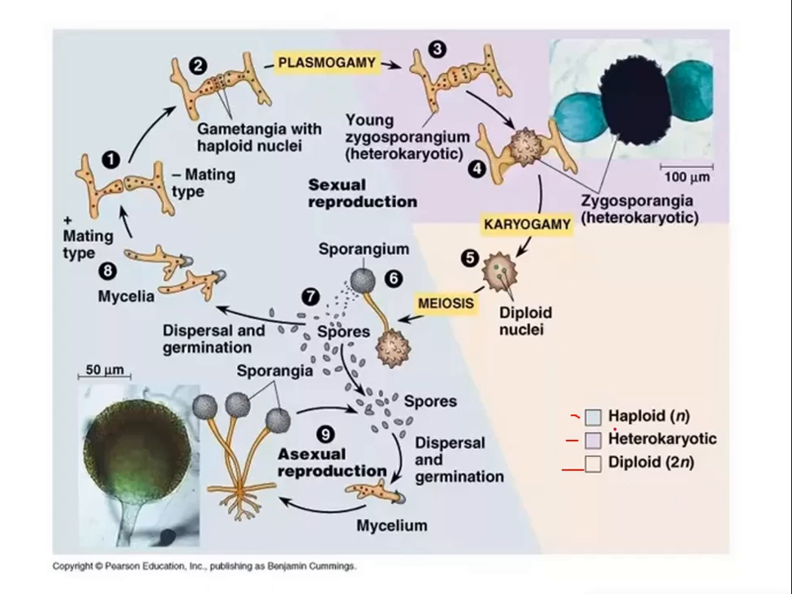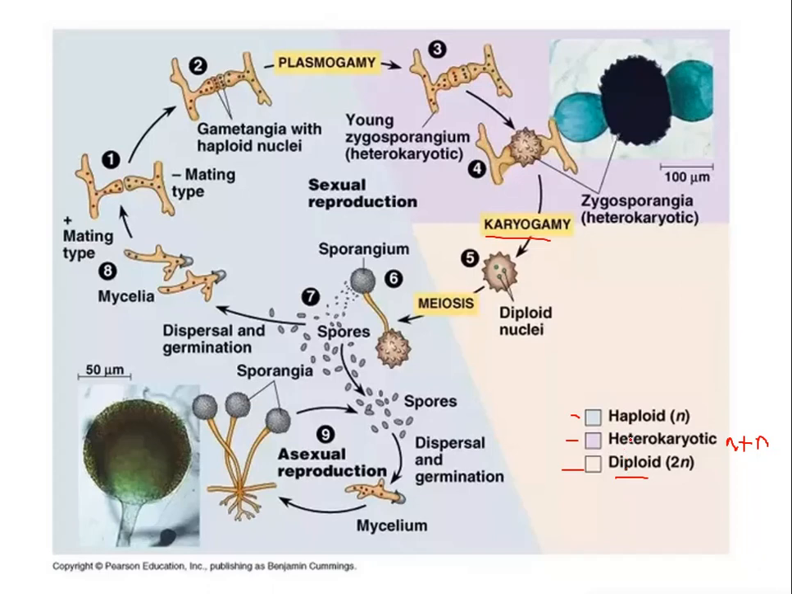The first one is the haploid stage, which is the light purple color. You can see this area is the haploid stage of the life cycle. The purple stage is here, right? N plus N, meaning heterokaryotic, means that the nuclei are already within one cell but not yet fused. And as karyogamy takes place, it will then change to the diploid stage of the life cycle.